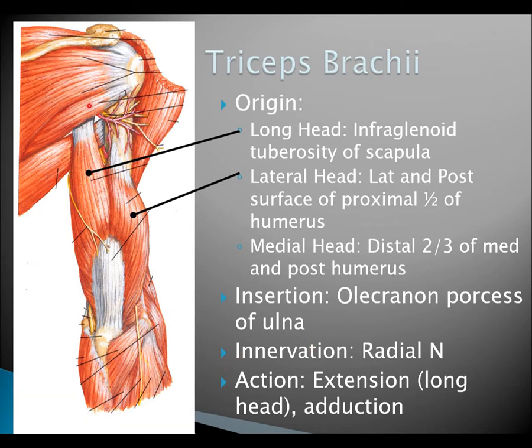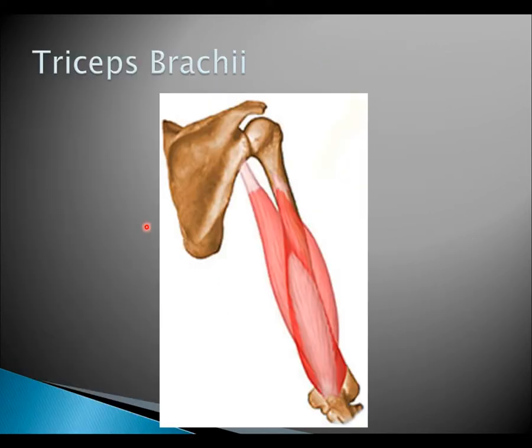Obviously, because we're on the posterior side here, when we talk about what actions the tricep does to the shoulder, it's on the posterior side, so it is going to do extension. If the shoulder is out in abduction, it will help bring it back in with adduction. And it is innervated by the radial nerve. Here's a different picture of how the long head of the tricep here is the one that originates on the infraglenoid tuberosity, where the other heads do not touch the shoulder.